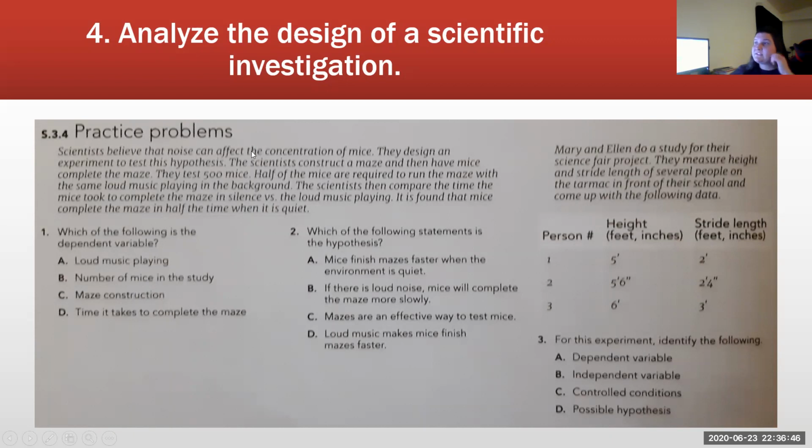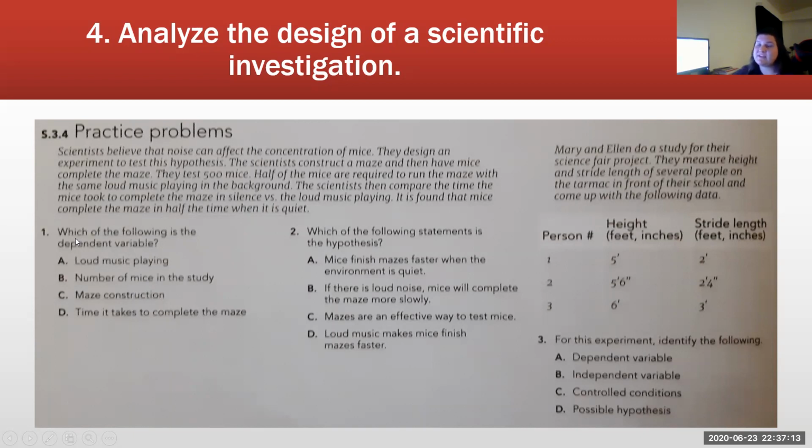Scientists believe that noise can affect the concentration of mice. They design an experiment to test this hypothesis. The scientists construct a maze and then have mice complete the maze. They test 500 mice. Half of the mice are required to run the maze with the same loud music playing in the background. The scientists then compare the time the mice took to complete the maze in silence versus the loud music playing. It is found that mice complete the maze in half the time when it is quiet.